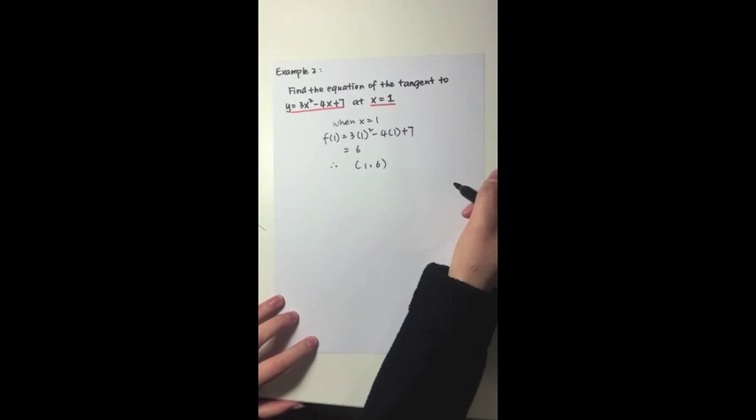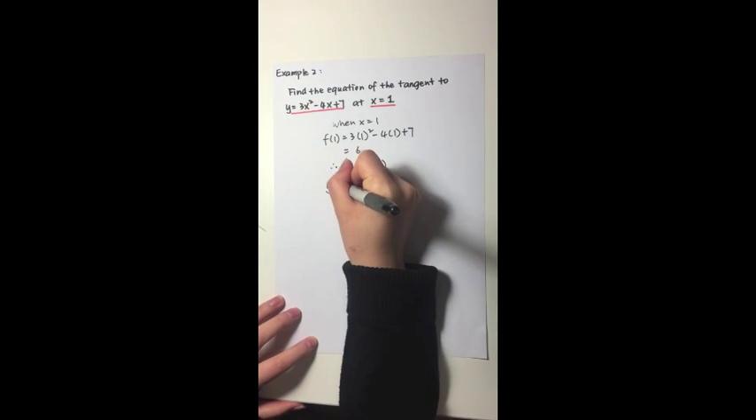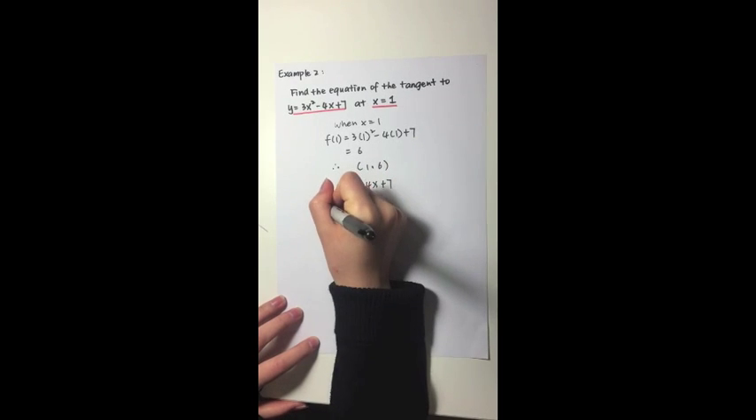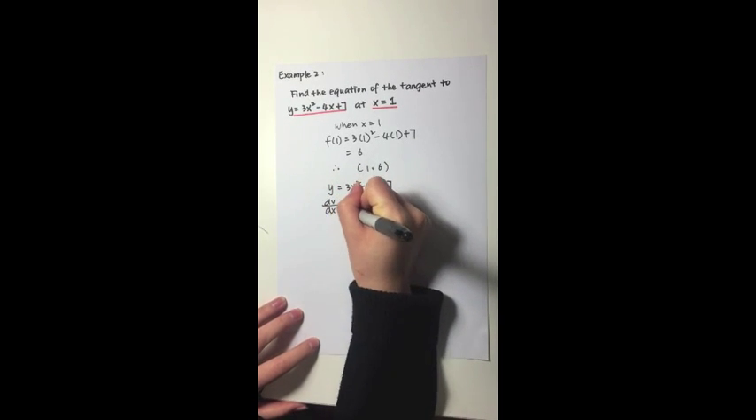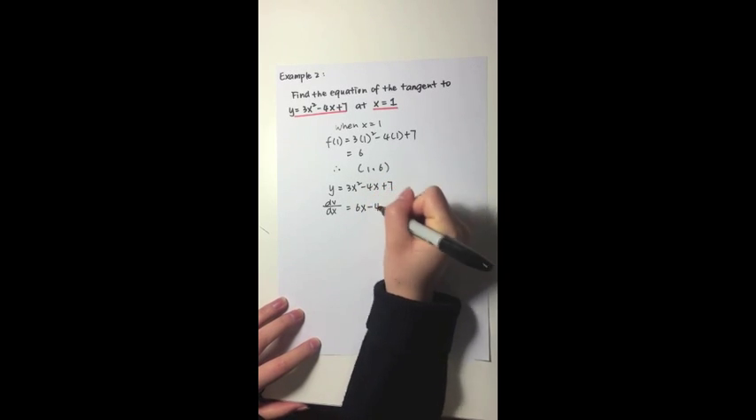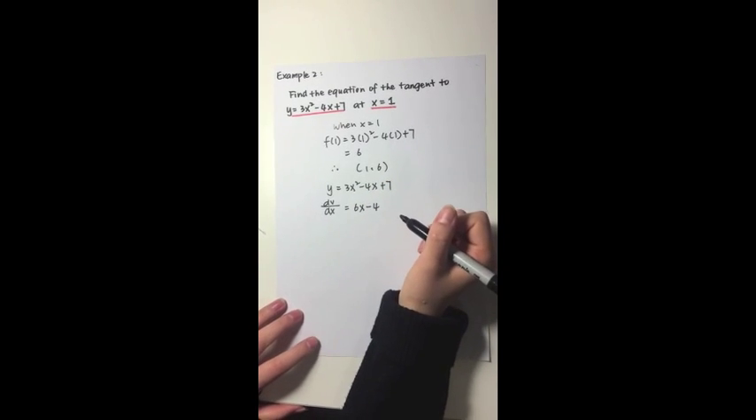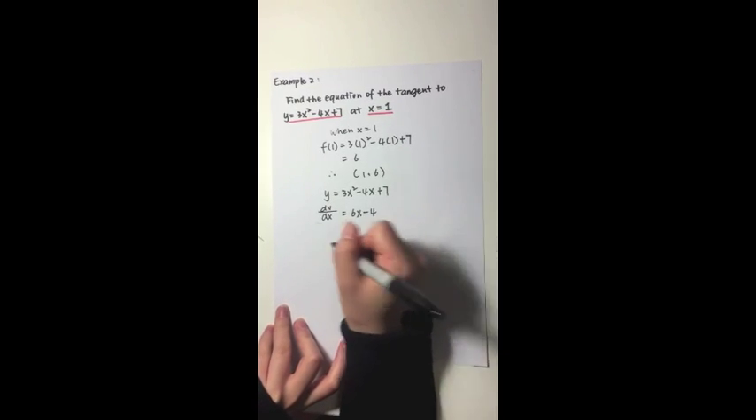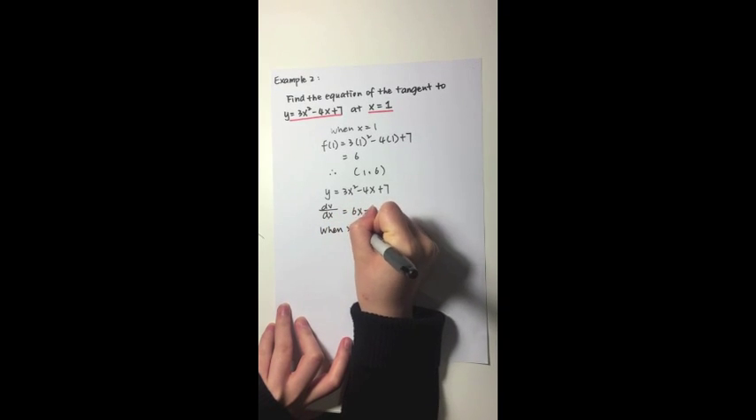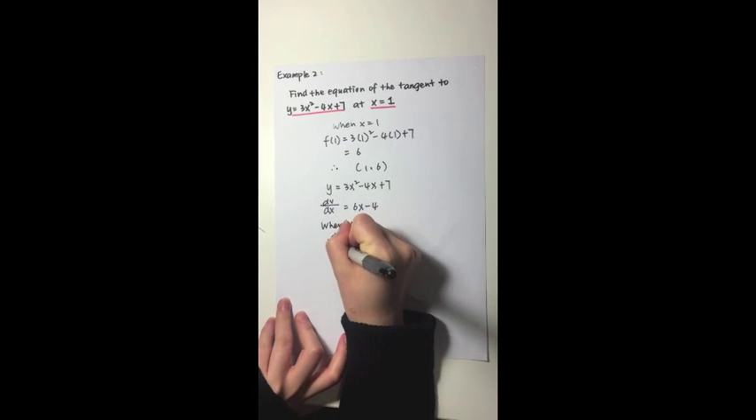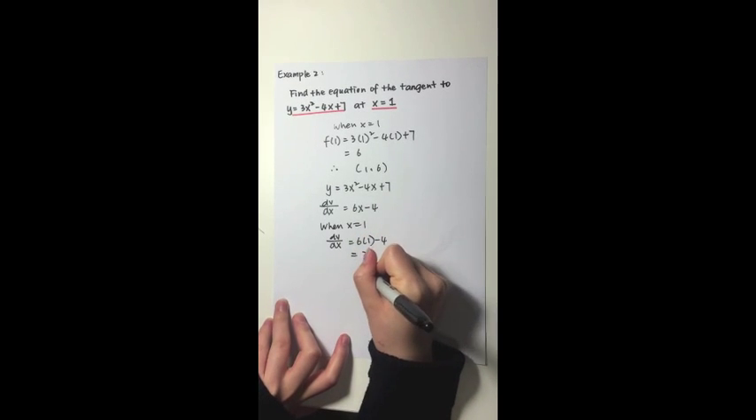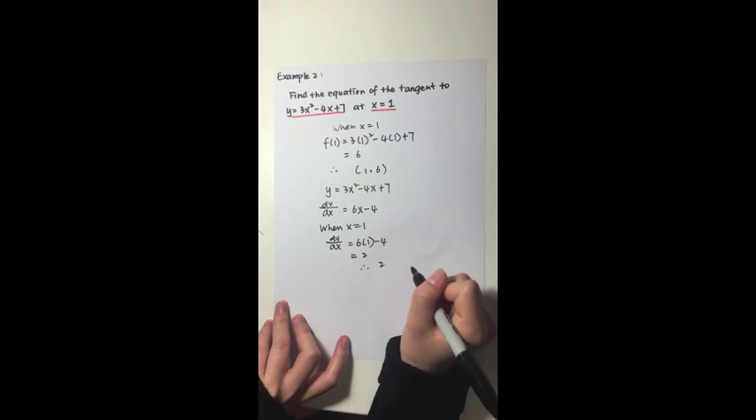To find the slope of this function, we need to determine the first derivative. So y equals 3x squared minus 4x plus 7. The first derivative, dy over dx, equals 6x minus 4. And do not forget to substitute the particular value of x into the derivative. So when x equals 1, dy over dx equals 6 times 1 minus 4. That is 2. So the slope of this function is 2.